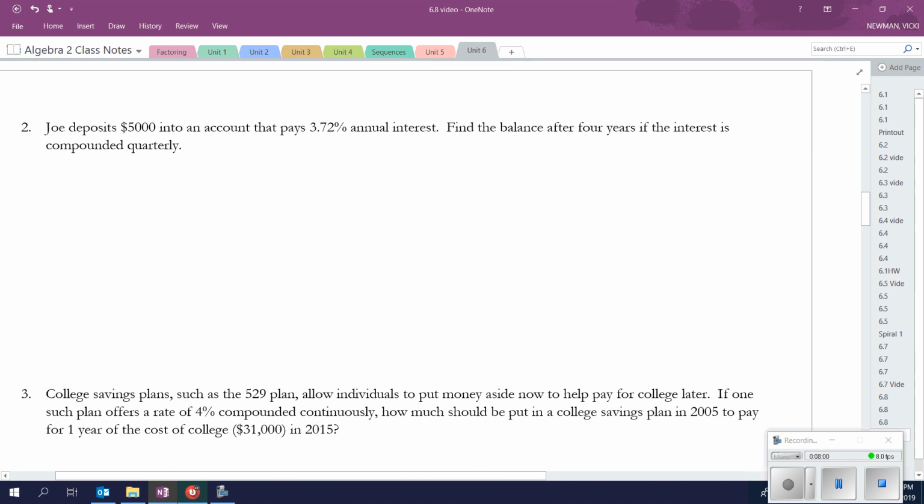Okay, let's go to the next one. Joe deposits $5,000 into an account that pays 3.72% annual interest. Find the balance after 4 years if the interest is compounded quarterly. Okay, so as soon as I see this, compounded quarterly, I know n is 4, so I'm going to need the formula that has the n in it. So it's A equals P, parentheses 1 plus, all of that's the same from yesterday, r over n, to the nt.